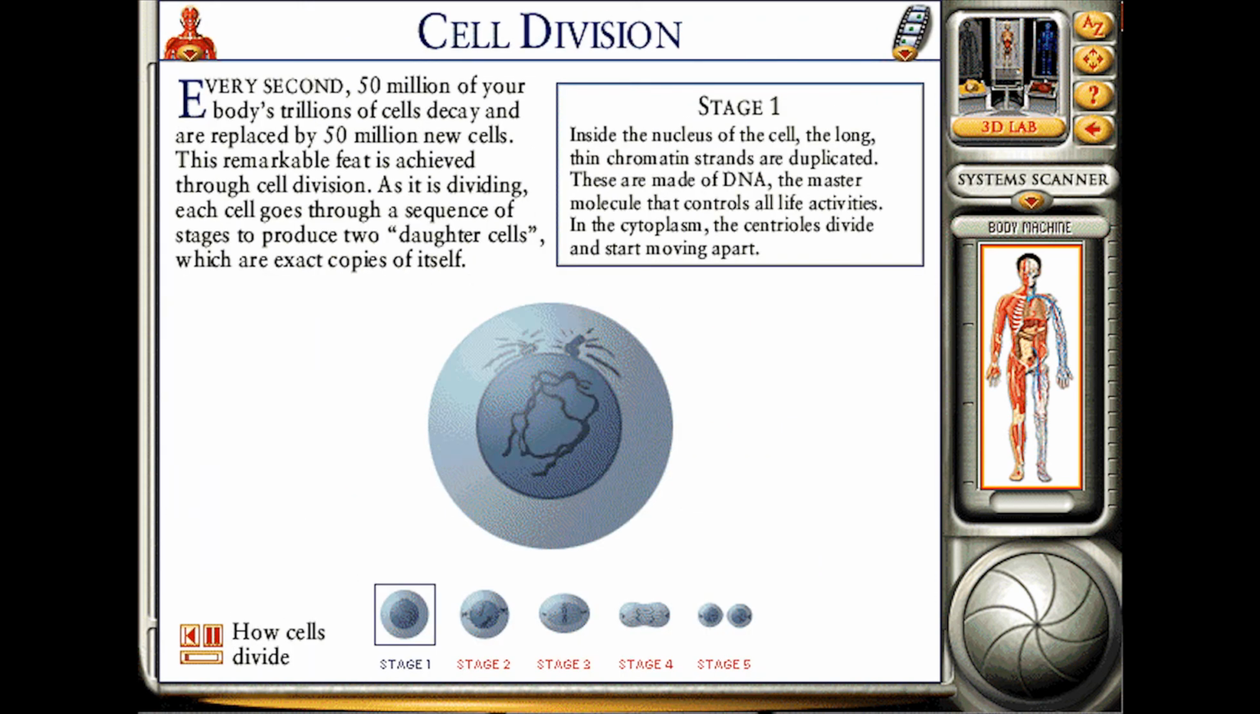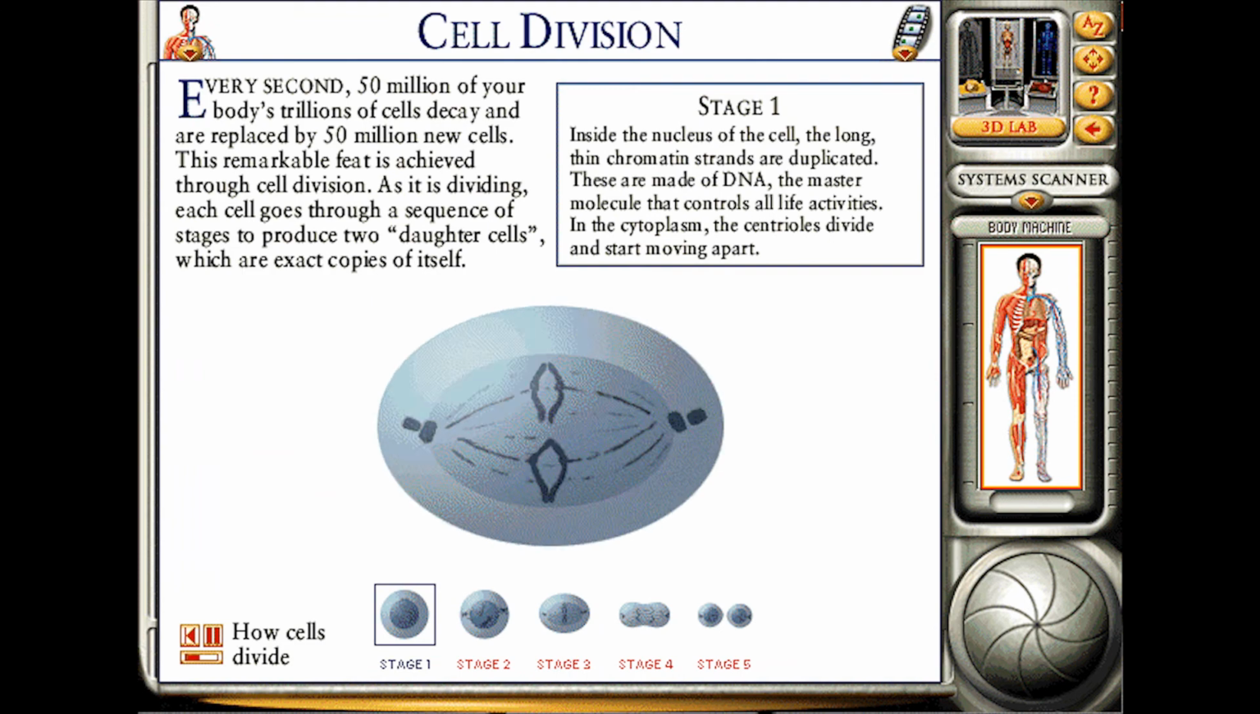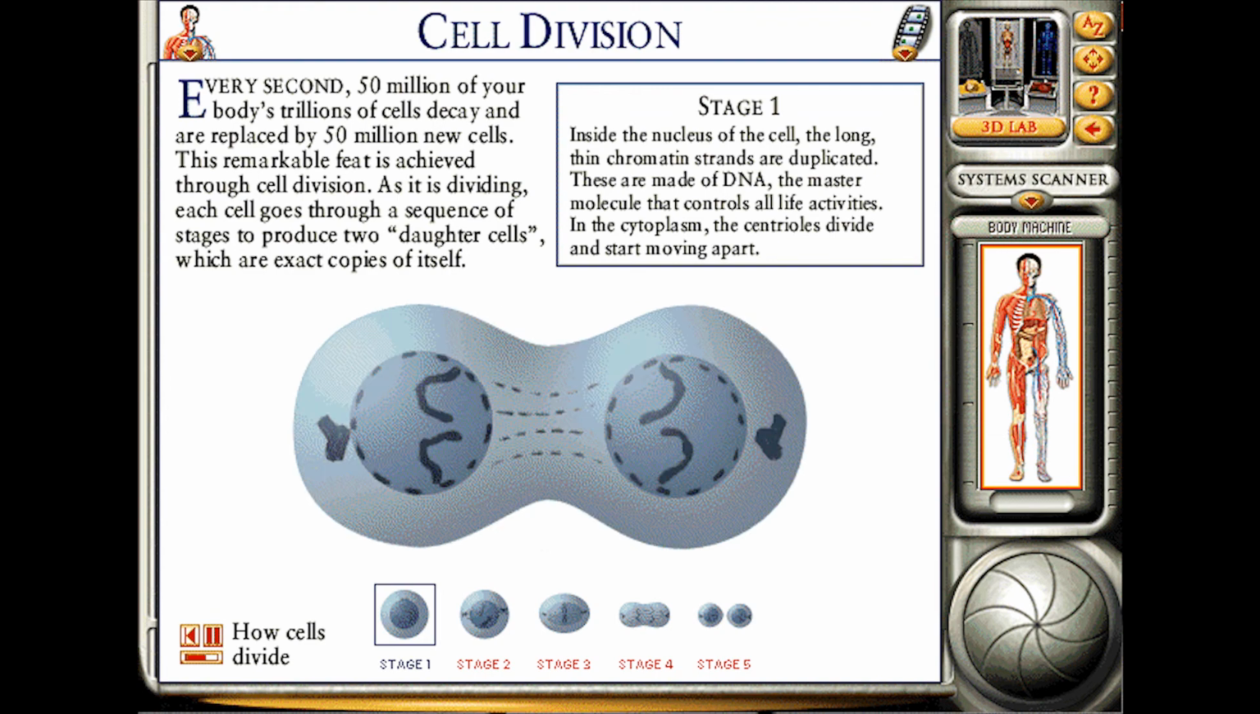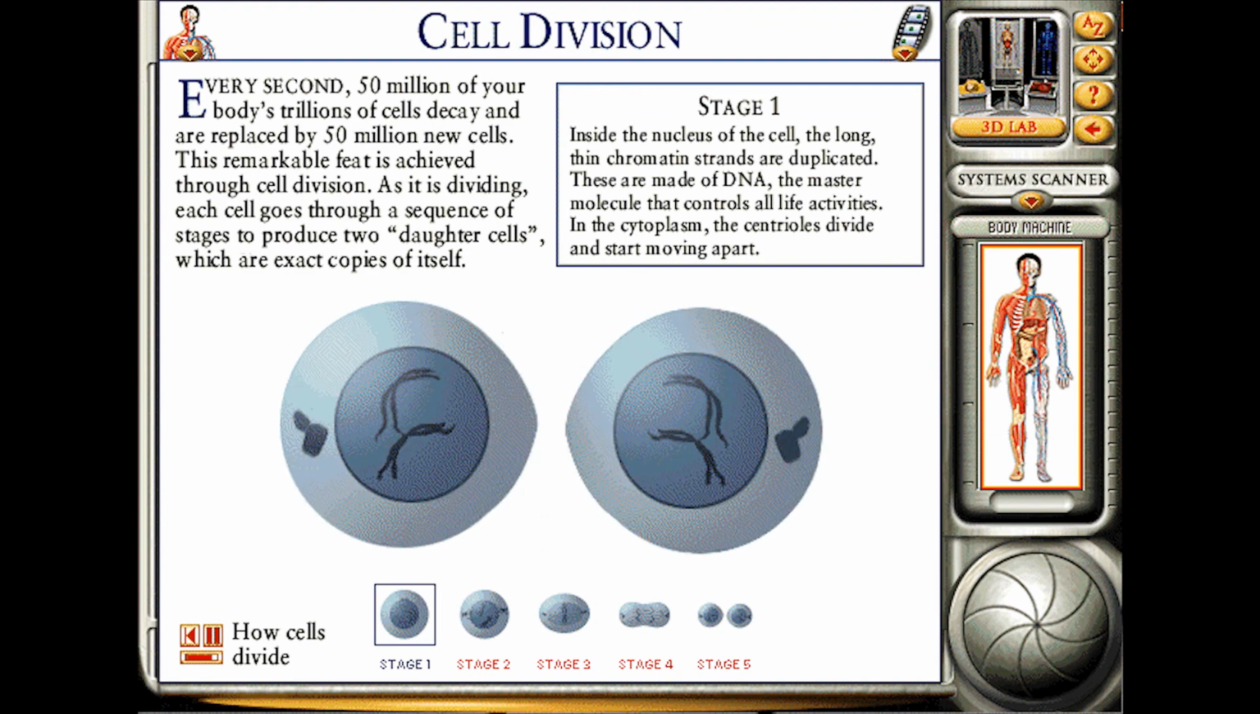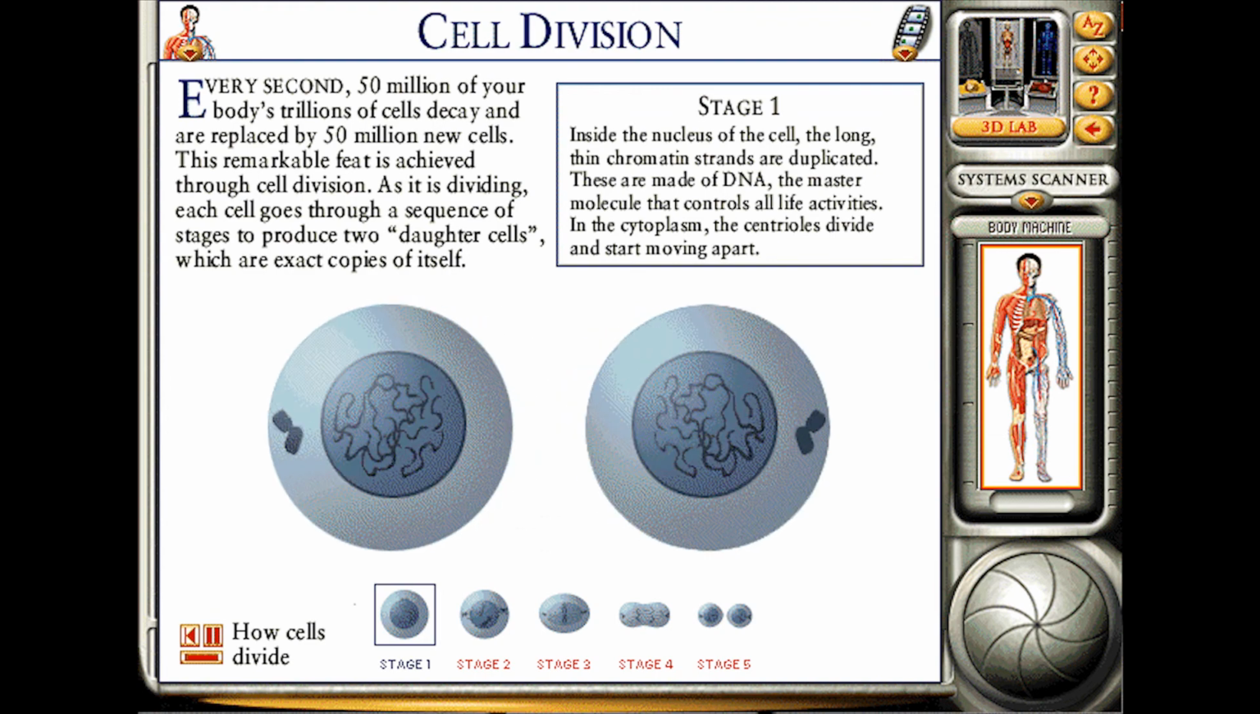The cell you are watching is slowly dividing into 2 identical daughter cells. This is achieved through the process of cell division, in which all the different parts of a cell duplicate and separate into 2.